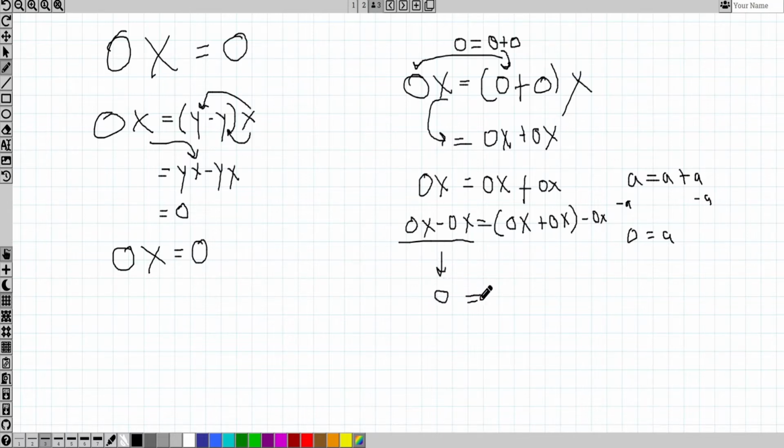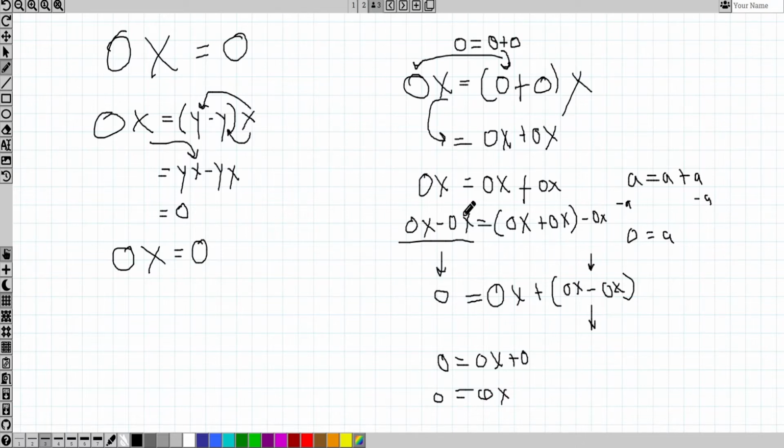And then on this side, we've got the associative property we can apply. So we'll get 0x plus parentheses 0x minus 0x. This is just something minus itself, so it goes to 0. 0 is equal to 0x plus 0. Anything plus 0 is just itself. 0 is equal to 0x. So here are two proofs that 0 times anything is 0.